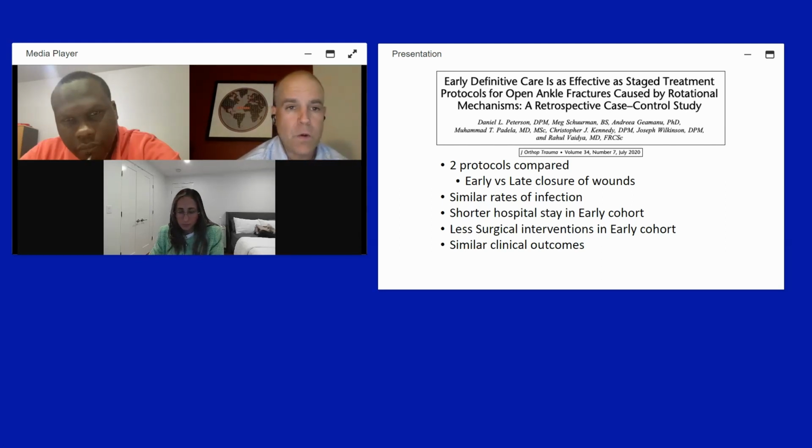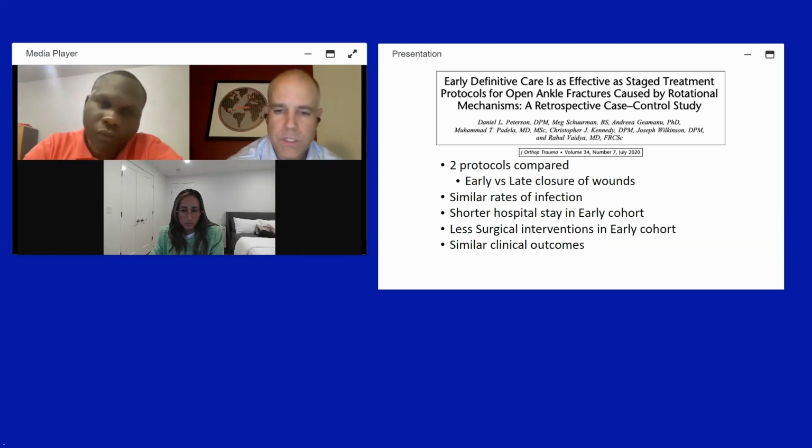Now, do I think there is a role for that? Absolutely. Like you were talking about, some of those delayed injuries that present to the hospital or are transferred in 24 to 48 hours later. But they also showed that the outcomes were similar in these two cohorts. So early versus late closure is a very reasonable option to close these wounds and move on.